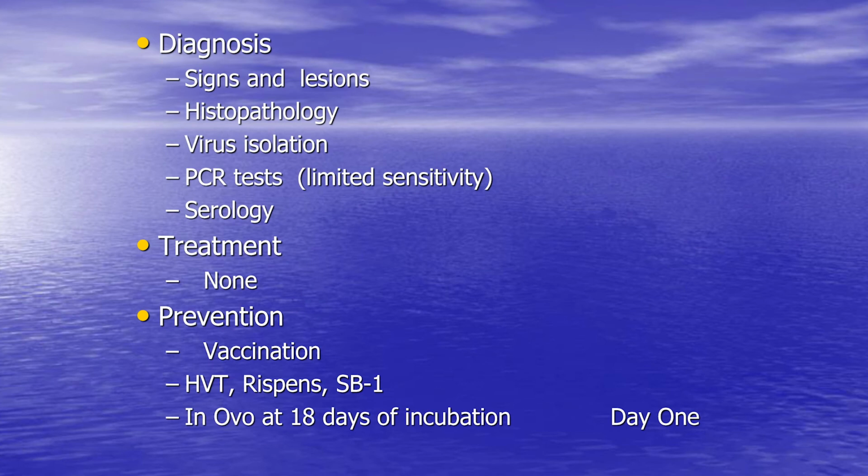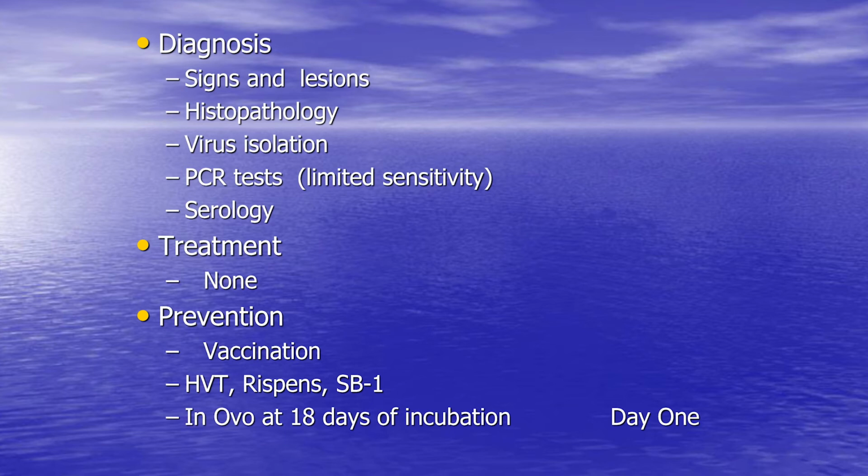Diagnosis: signs and lesions, histopathology, for example, taking out one of those leg nerves and looking for the lymphocytes in the nerve tissue. Virus isolation and PCR tests are used, but they have limited sensitivity. And then serology. There are some serologic tests that can be done. There is no treatment for this one. Affected birds usually succumb to the disease fairly quickly.